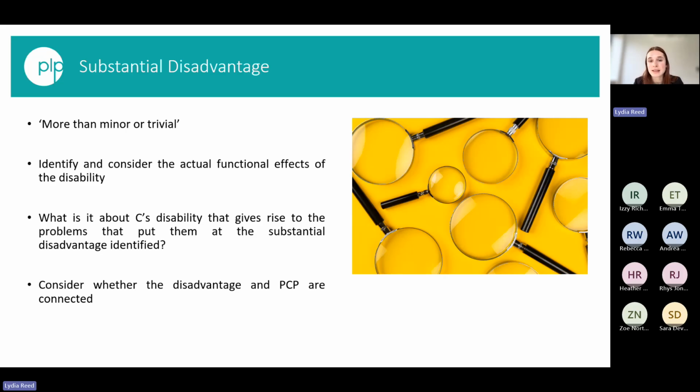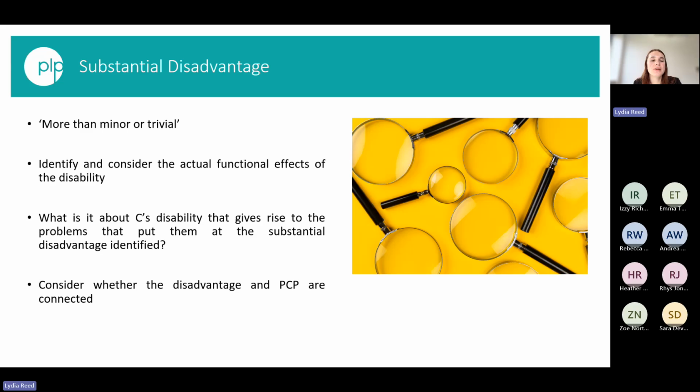Looking at the nature and the extent of the disadvantage is key, so weighing up whether it aligns neatly with the PCP is helpful, but also I think it's important to ask yourselves, is it more than minor or trivial? How does it affect, or how is it alleged to have affected the claimant? And what are the facts from the claimant's actual disability compared to the assumptions or what a claimant might say are the effects of their disability?